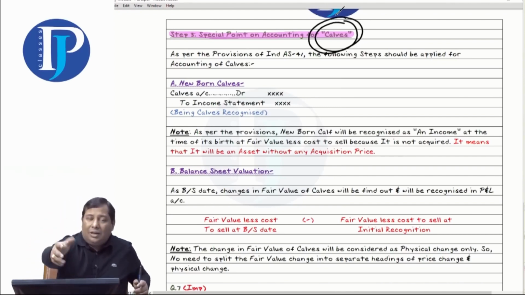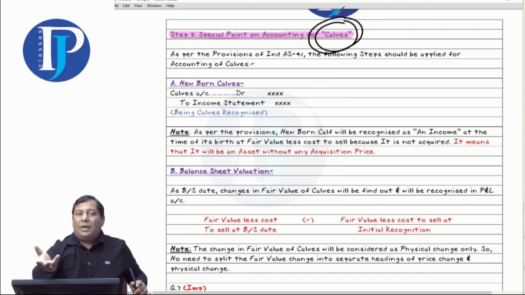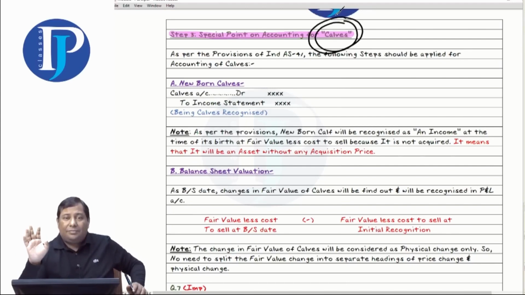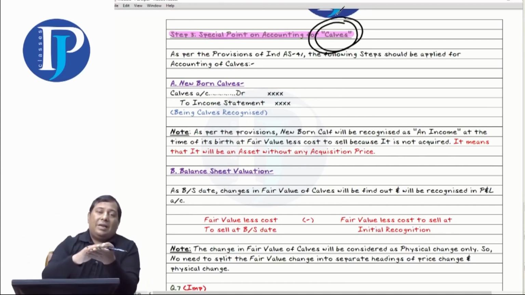The fun part I was saying is there can't be a breakup here. Price change and physical change cannot come, only physical change will come out. As price was zero, the entire gain is put in the P&L in the name of physical change on balance sheet date. So initially all will go to P&L, and the gain that comes on balance sheet date will go to physical change.